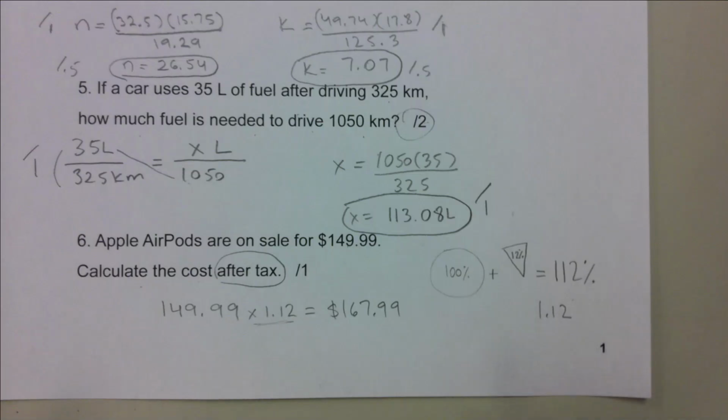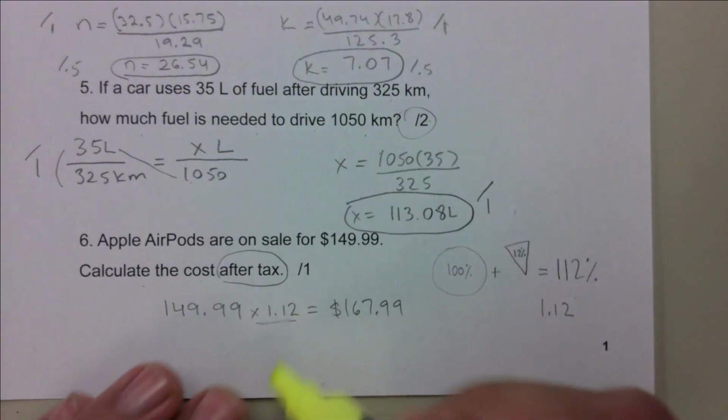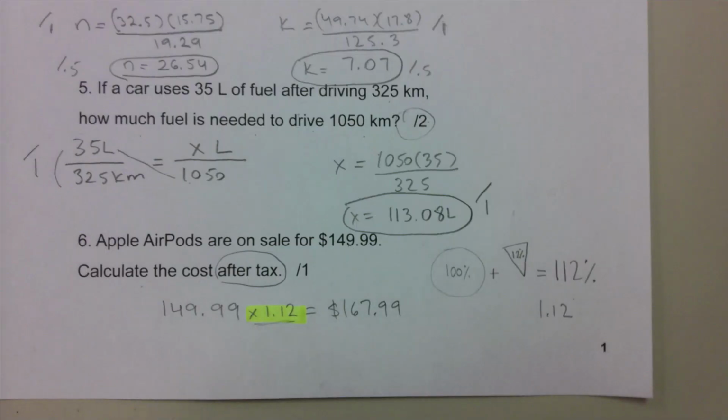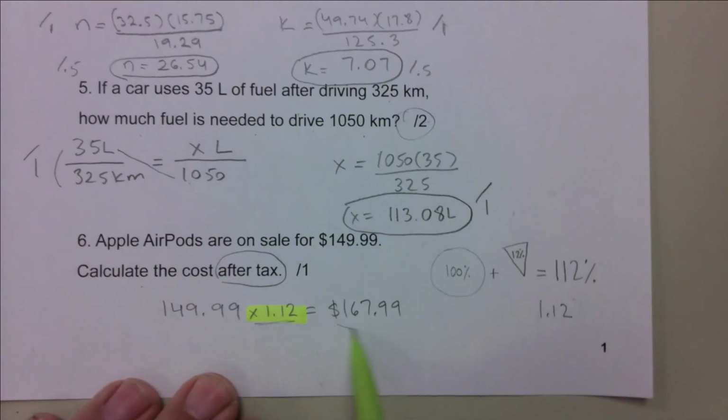I will talk about this again today. This is going to be a crucial skill that we're going to learn. Some of you probably did 0.12, right? You went 0.12, you found out what 12% was, and then you added it to the 149.99. You should still have arrived at the same final answer. Okay, that's what I wanted.